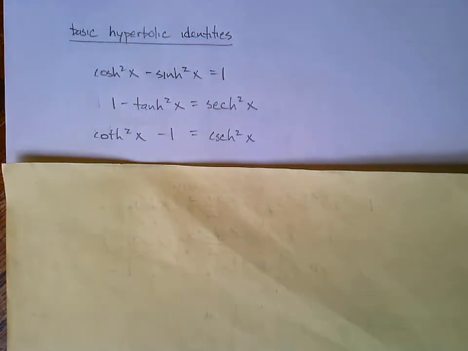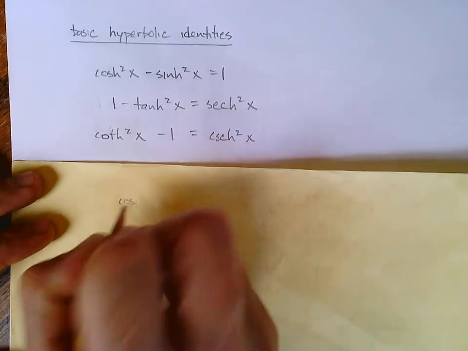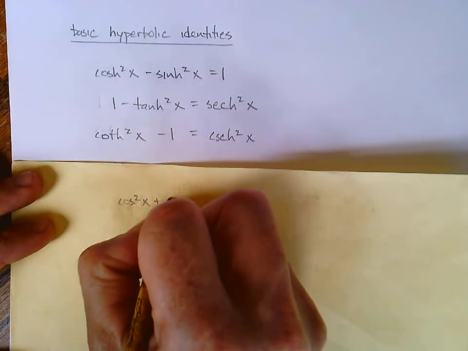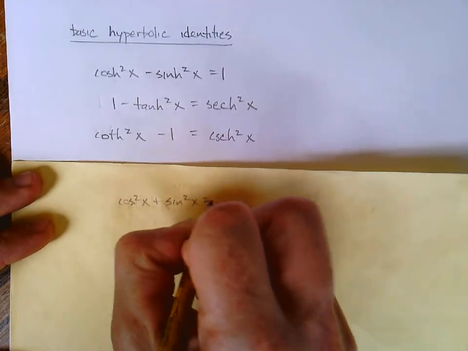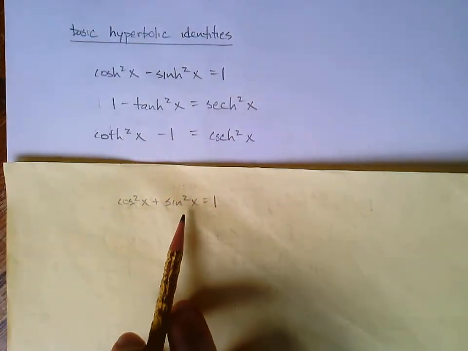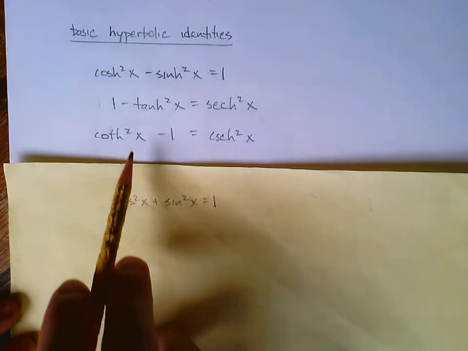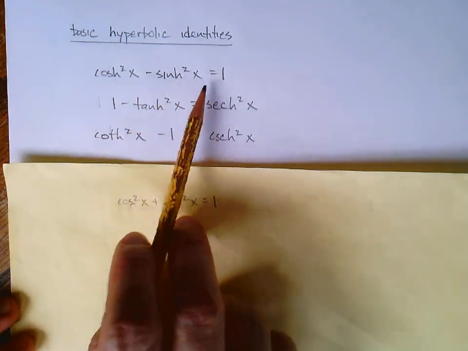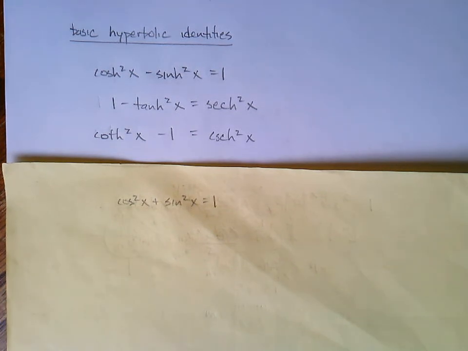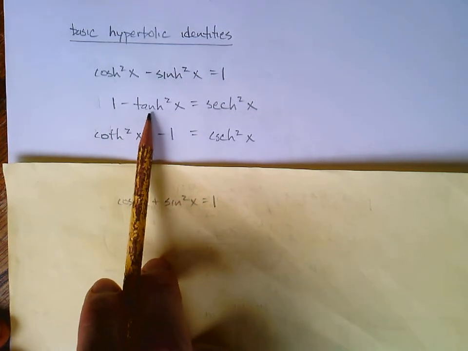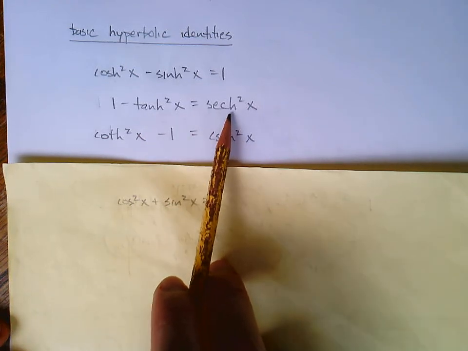You may remember, I know you do, because we've seen it in this class: cosine squared x plus sine squared x equals 1, right? That's the Pythagorean identity with cosine and sine, and it's a plus in the middle. The only difference here with the hyperbolic is it's a minus. And now this second one might look familiar: 1 minus tanh squared x equals sech squared x.